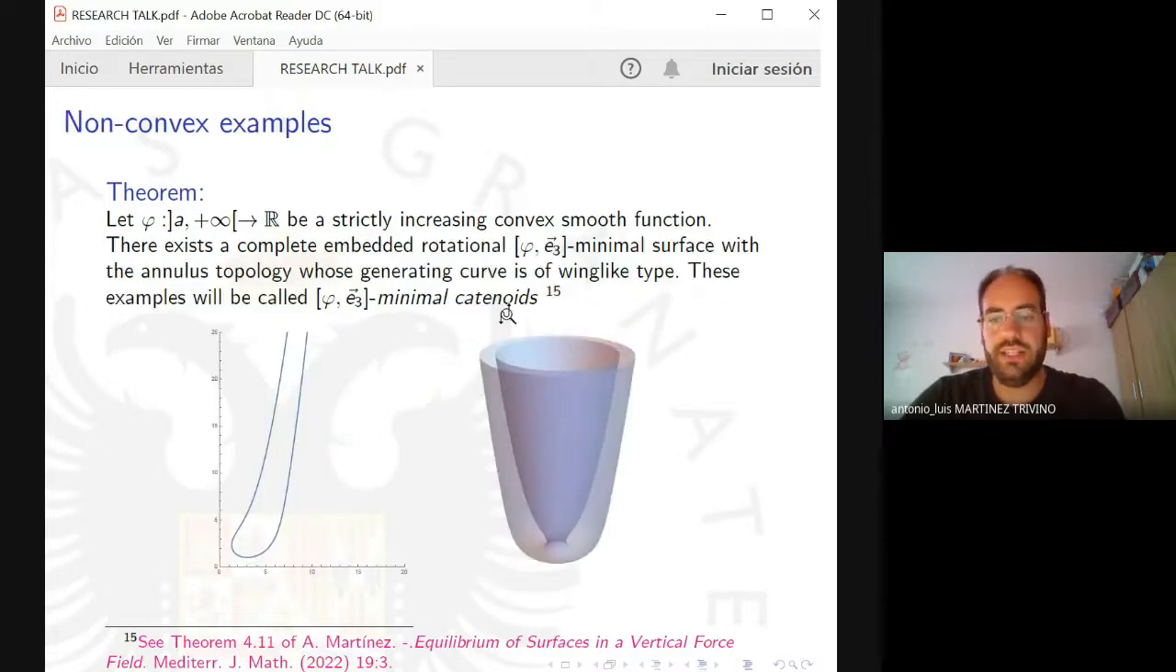On the other hand, when the initial conditions are outside of the origin, we obtain the following result. Let phi be a strictly increasing convex Morse function. There exists a complete embedded rotational phi3 minimal surface with annulus topology and whose generating curve is of the winglike type. This example will be called phi3 minimal catenoids.